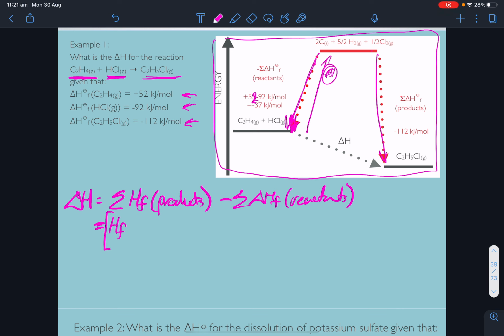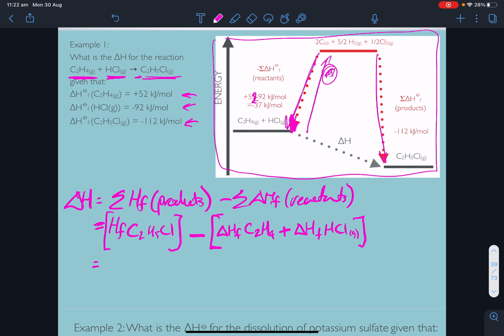I'm going to do square brackets. So our product is, there's just one of them, C2H5Cl. And there's only one stoichiometric mole, so we just multiply it by 1. And minus, big brackets, the heat of formation of the reactants. Well, we've got 1 mole of ethene, so the heat of formation of ethene, C2H4, sorry, I should say. And we've got 1 mole of HCl, 1 stoichiometry. So that's the heat of formation of HCl gas.